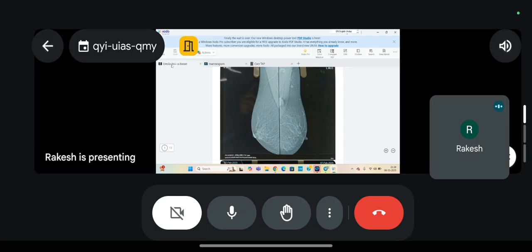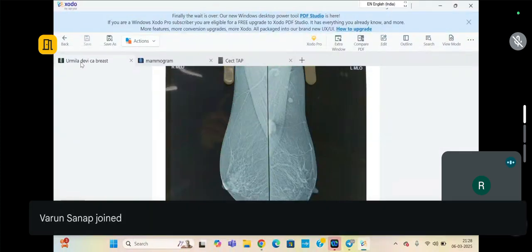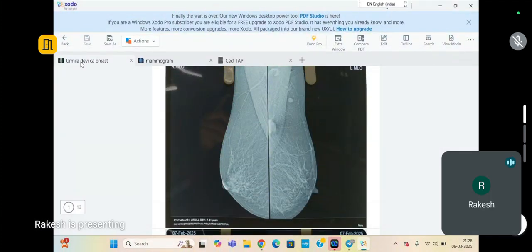Why was BI-RADS proposed? For making a standard reporting system for reporting of breast lesions overall. Yeah, it standardizes the language for reading and reporting.